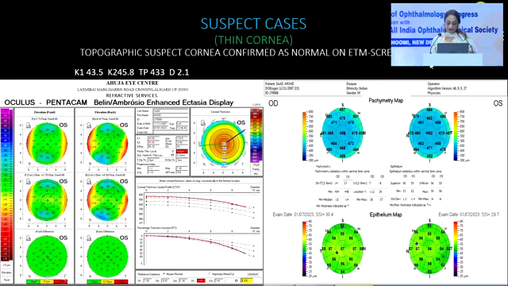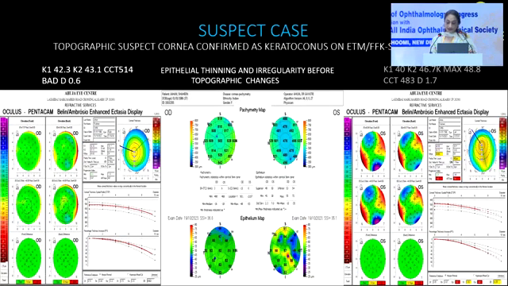This patient had a Kmax of about 49 diopter and a total D of 1.7, which is borderline. But the ETM here showed the classic donut pattern which is seen in keratoconus with thinning surrounded by thickening. So the patient was confirmed as keratoconus and screened out. The other eye of the patient, which was absolutely normal topographically, was also showing irregularities in the epithelium.